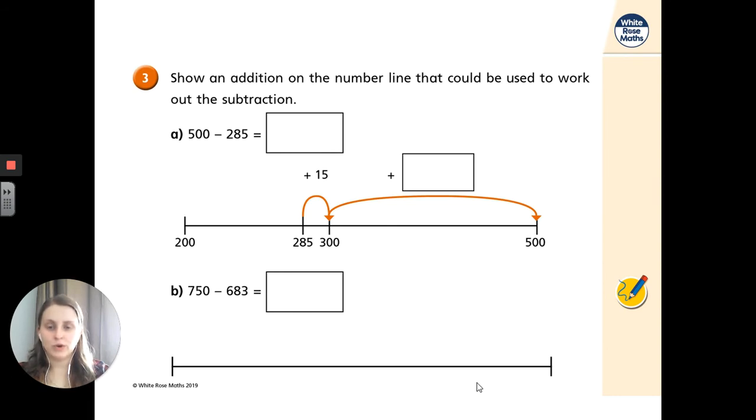So the next one you need to do yourself on the number line. So think about what might be your starting number at the beginning of the number line. And we know that our end number is going to be our biggest number, so 750 will go at the end. So what would I add? How would I break it up? Going from 683, doing 750 to get to taking away 683. So use a number line like you did in the first question to work that out.